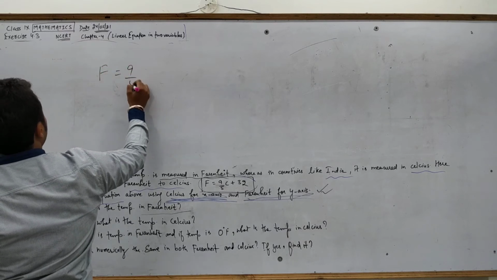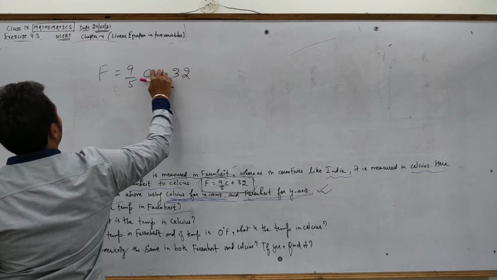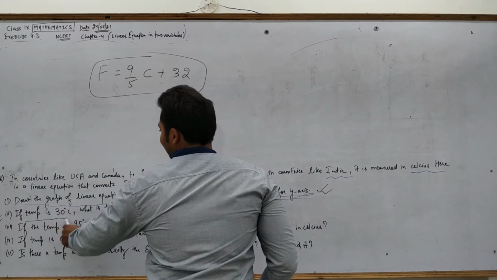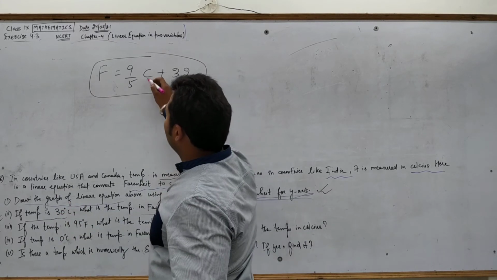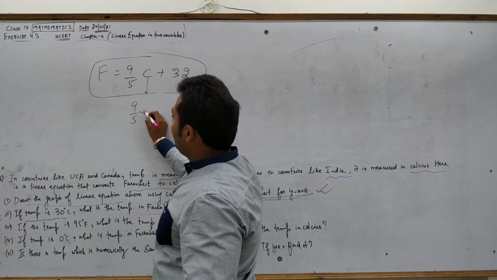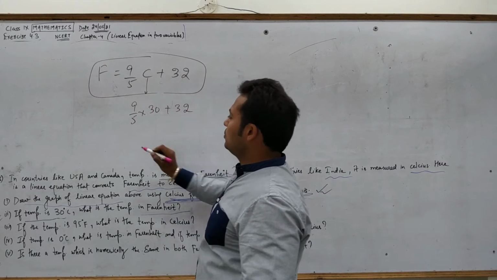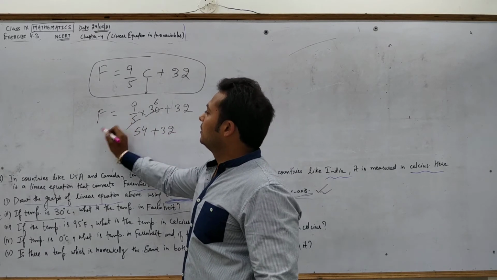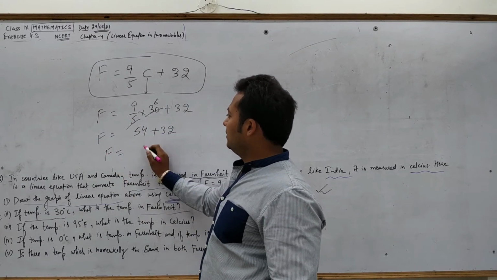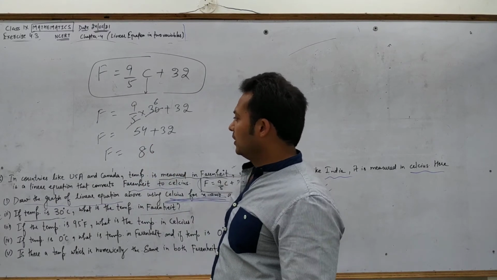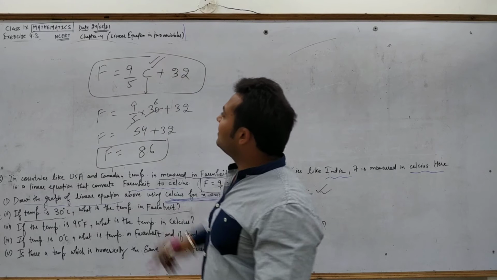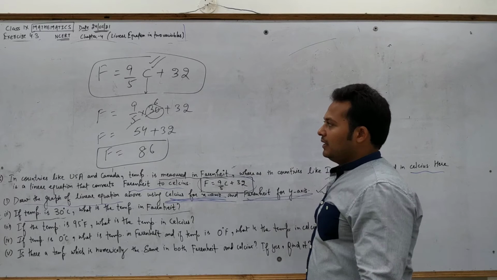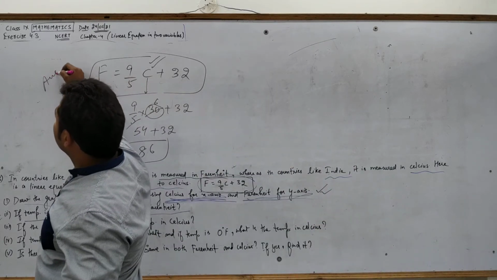F equals 9 by 5 C plus 32. Now see, Celsius is given as 30 degrees, so put C equals 30. 9 by 5 into 30 plus 32. 5 6s are 30, 9 6s are 54, plus 32. It's 86. So whenever the temperature on the Celsius scale is 30 degrees, on Fahrenheit it will represent 86.